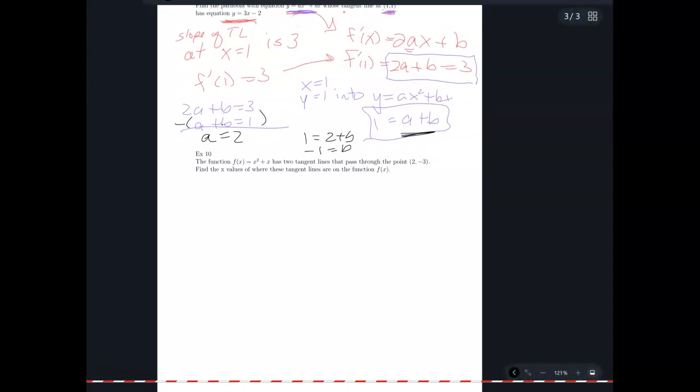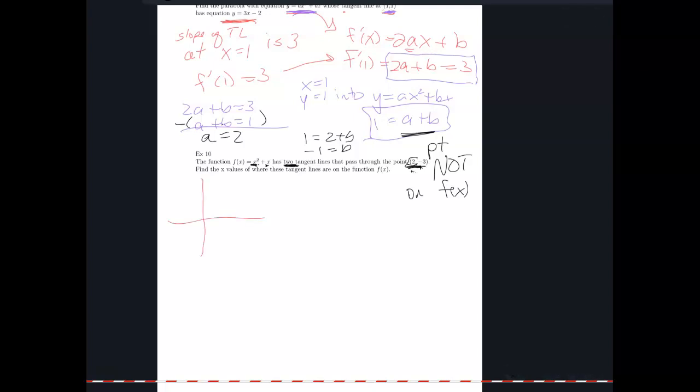All right. This one's a little different. So this is saying there's two tangent lines that go through this point. So the first thing I want you to notice is this point is not on f of x. So think about it. If I put in x equal 2 into here, I get 4 plus 2 is 6. That's not negative 3. So this point is not on the graph. I don't know where they're drawing the tangent lines.